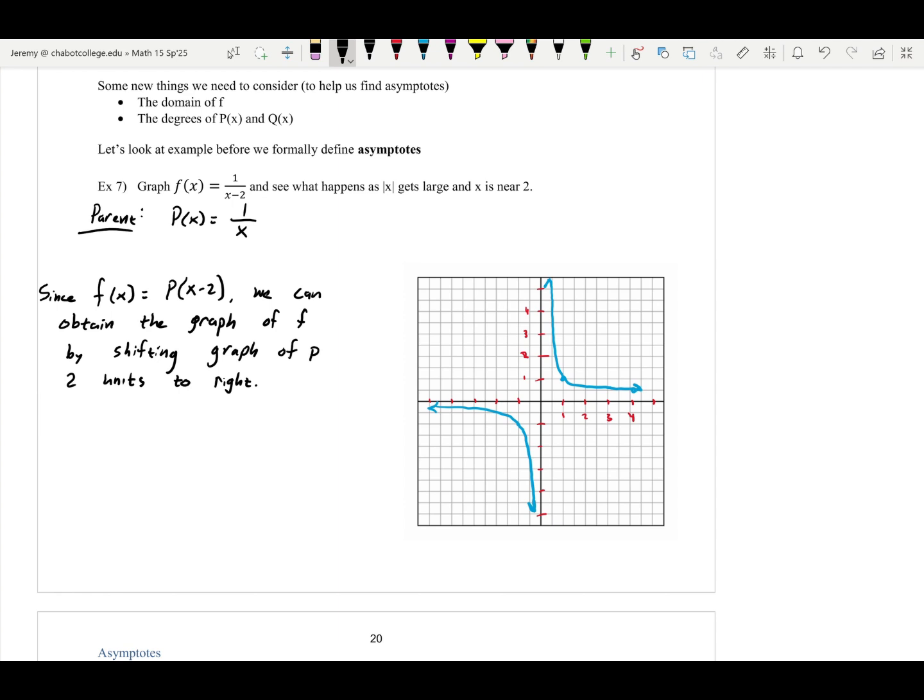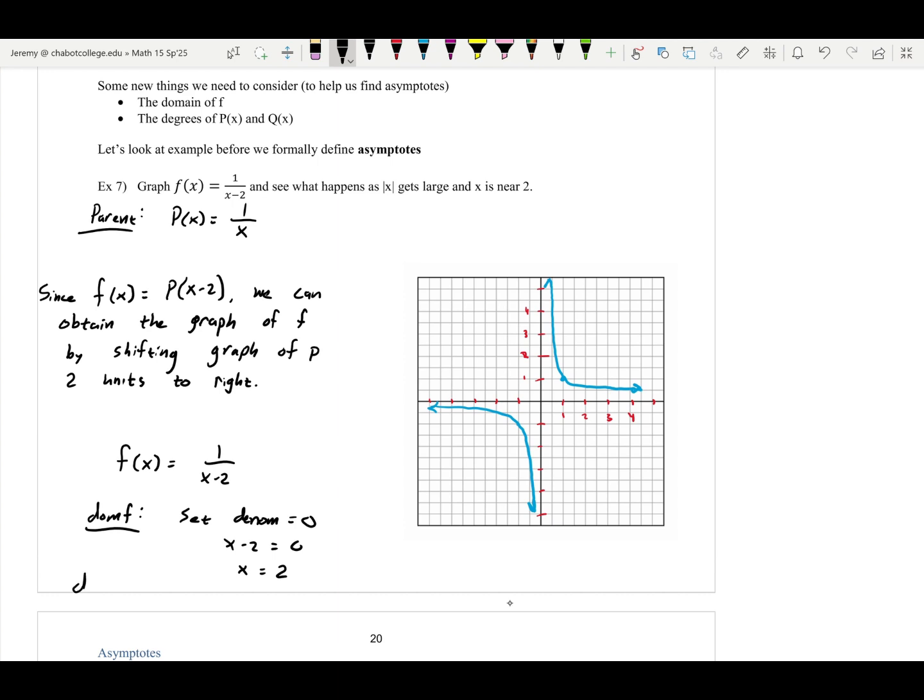Okay. Another way to think about this is, f of x is equal to 1 over x minus 2. The denominator can't be 0, right? So if we were to find the domain of f, we would set the denominator equal to 0 and solve. So if we set x minus 2 equal to 0, we see x equals 2. That is going to be a vertical asymptote.